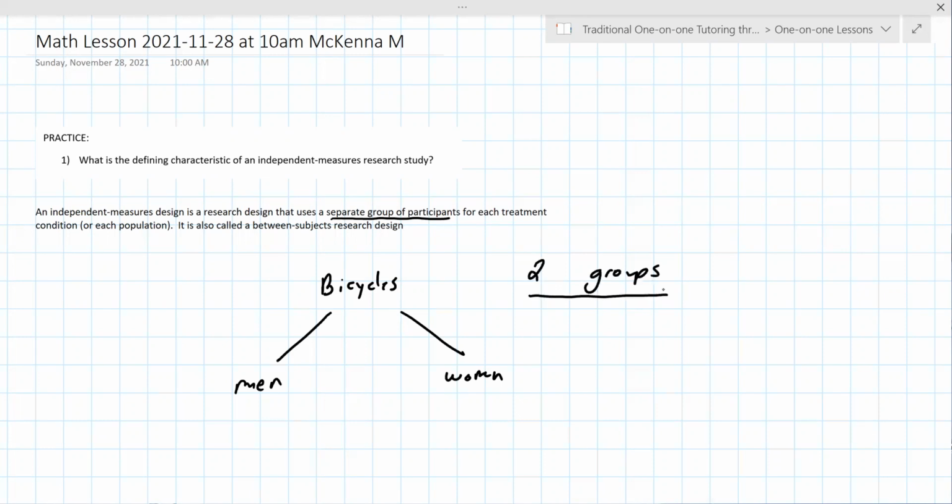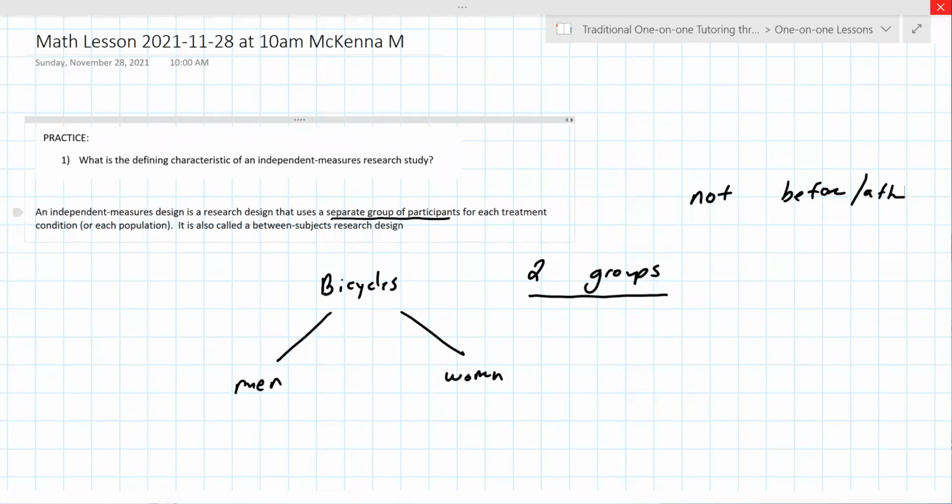And here's what it's not. It's not before and after, at least not for this one. So it's not men before treatment and after treatment, or women before pregnancy and after pregnancy. It's just that they line them up within groups.